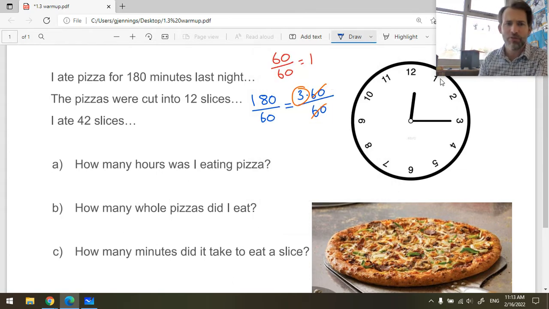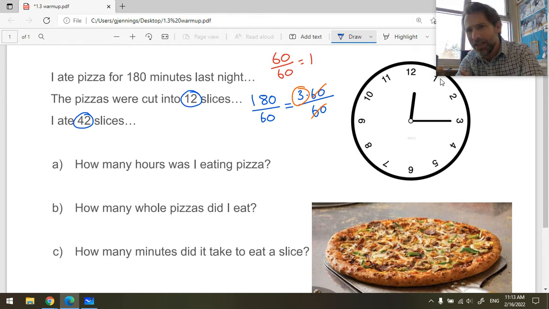Now, let's use the same logic to see if we can figure out how many whole pizzas I ate. But first, make your guess. If I ate 42 slices and the pizzas were in 12 slices, about how many pizzas is that? Is that 2 pizzas, 3 pizzas, 4 pizzas, 10 pizzas, 42 pizzas? No, it's not 42 pizzas. I can't eat that many.